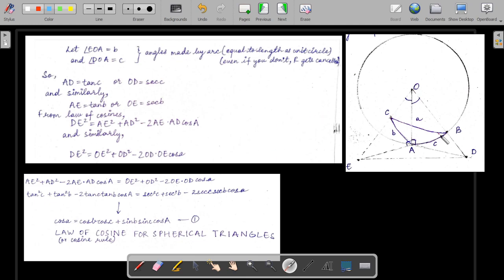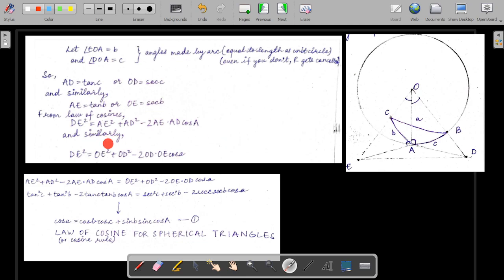Now, from the law of cosines in Euclidean geometry, you can write AE square plus AD square minus 2 AE AD cos A is equal to DE square. I hope you are familiar with the law of cosines. It's taught in vectors.